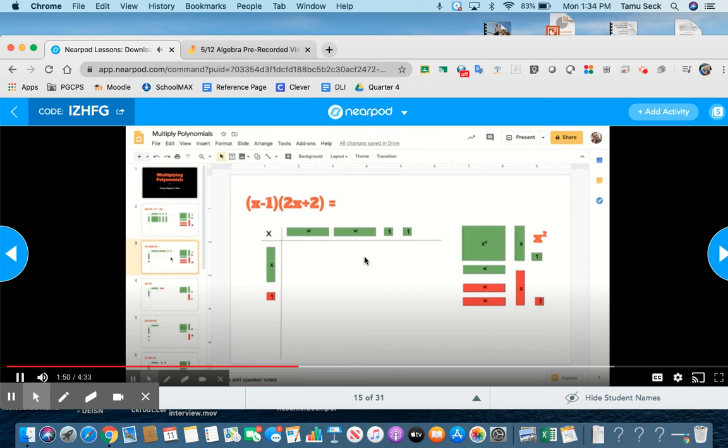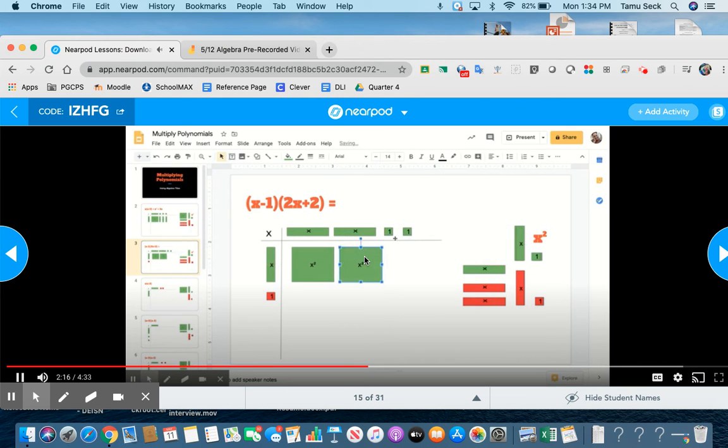Now we're going to do another one. The next one we're going to do is x minus 1 times 2x plus 2. So here's x and minus 1, and here's 2x plus 2. So x times x, again, is x squared. And we have another x times x, which is x squared. And x times 1, anything times 1 is just the anything, it's the x. So x times 1 is x, and we do it twice. It's 2 of them. And x times 1 again is x.